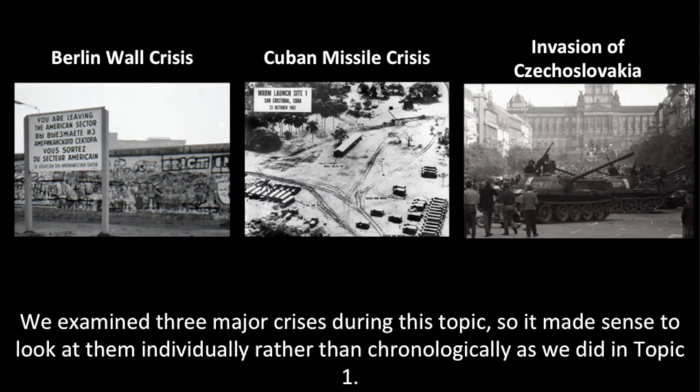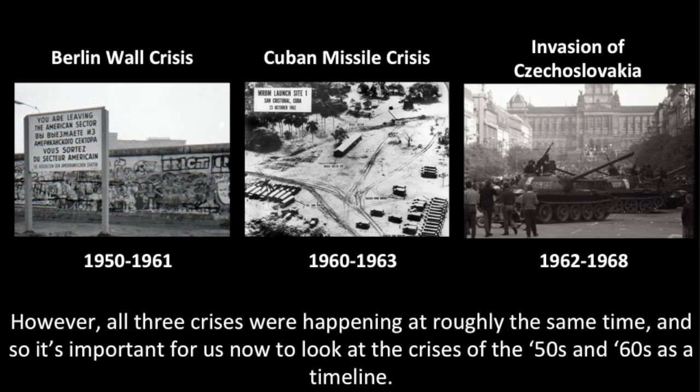We examined 3 major crises during this topic, so it made sense to look at them individually rather than chronologically as we did in Topic 1. However, all 3 crises were happening at roughly the same time, and so it's important for us now to look at the crises of the 50s and 60s as a timeline.